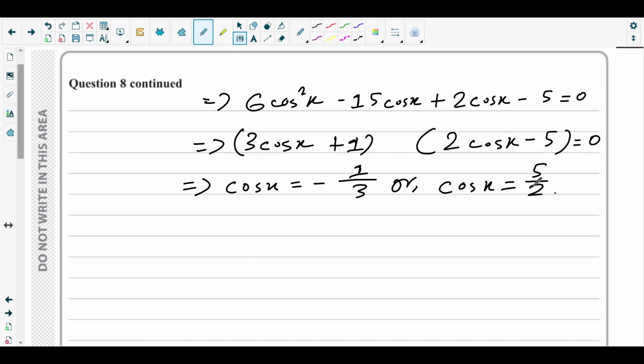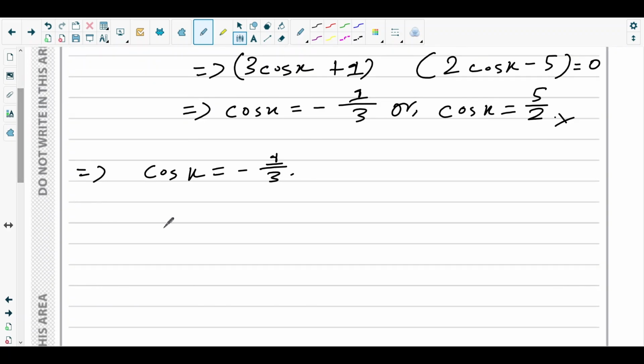2.5 is greater than 1, and we know that cosine has a maximum value of positive 1. So we will ignore this solution for cos x. The only possible value for cos x is negative 1/3.